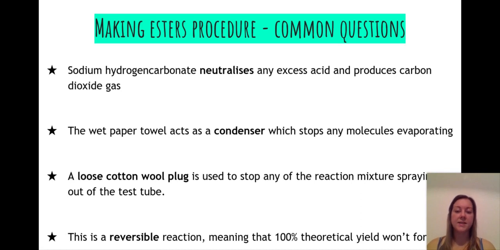And lastly, this is a reversible reaction, which means that as the ester is being produced, esters can also hydrolyse back into the products again, which means that 100% of the theoretical yield, which just means the yield that we think we're going to get, might not form. So it's a reversible reaction.